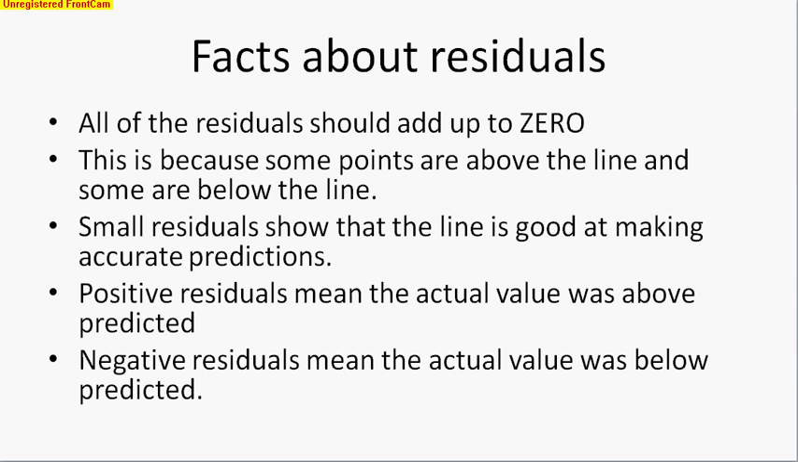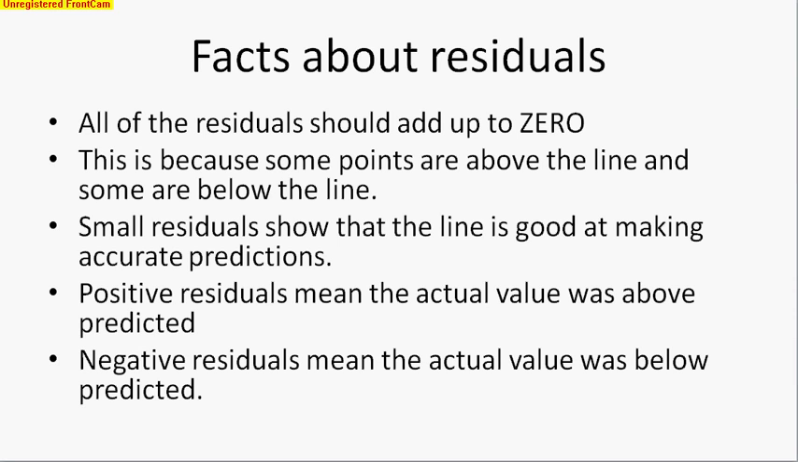All right, a couple of facts about residuals. All of the residuals should add up to 0. This is because some points are above the line and some points are below the line. Just kind of makes sense, right? Some values are going to be over-predicted, some values are going to be under-predicted, and that's why if you add up the residuals, they cancel out and you get a 0. Small residuals show that the line is good at making accurate predictions. Again, if your points are all close to your prediction line, that means your predictions are fairly close to what actually happened.